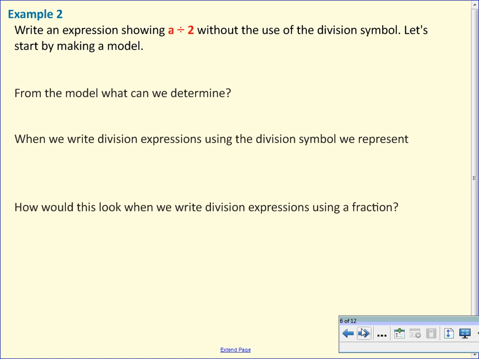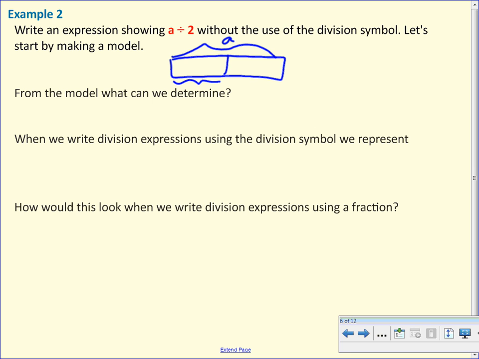Let's try again. If we had A divided by 2, what is it that I have that I am now going to break apart? What do I have? A. What is A? What's the vocabulary word for A? It is a variable. In the division sentence, though, what vocabulary word? Dividend. So let me draw A. That's the full amount that I have. I have A. What am I going to do to A? Divided by 2.